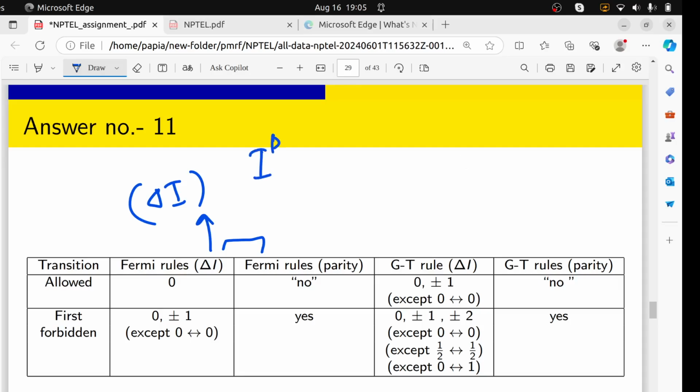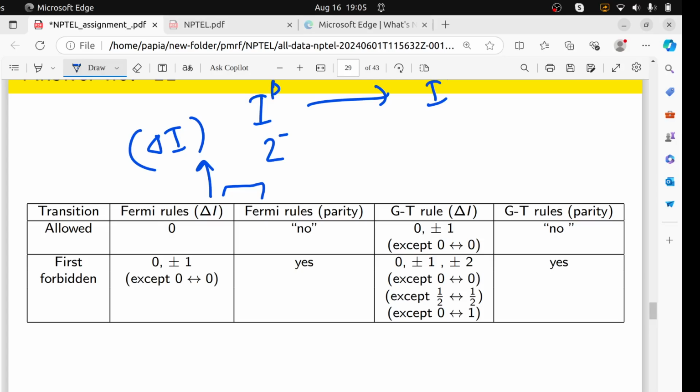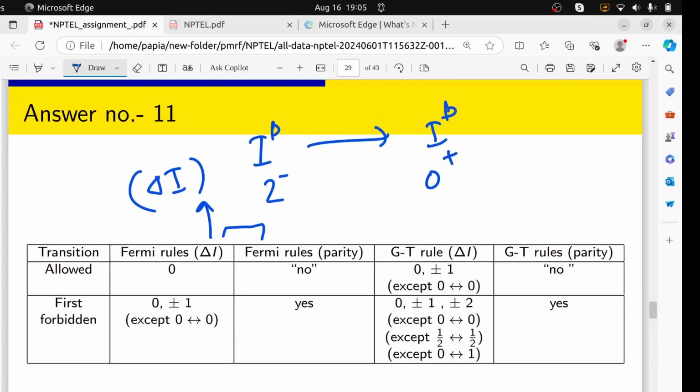So IP was 2 minus and 0 plus. IP for the parent particle was 2 minus, IP for the daughter particle is 0 plus. A beta minus electron is also there, but right now we will not talk about the electron, because it is a free particle. We will talk about only the heavy massive particles, which are 2 minus and 0 plus spin parity.